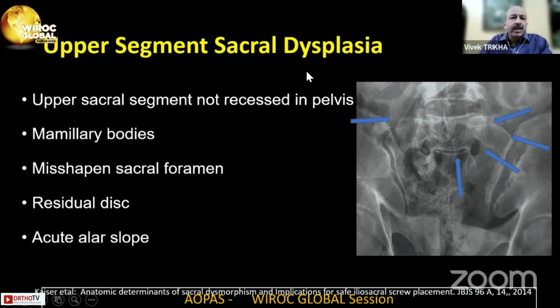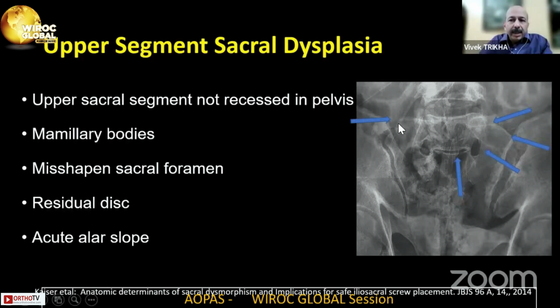So if we look properly at the outlet view, these are the characteristics of a sacral dysplasia, which is an upper segment sacral dysplasia, in that the sacrum appears to be higher than the ilium. The mammillary bodies which are there in the lumbar vertebra can also be seen, on the right upper corner of the arrow. The sacral foramina of S1 are oval in an outlet view rather than roundish, whereas we all want it to be a perfect circle. We can also see a residual disc space between S1 and S2.